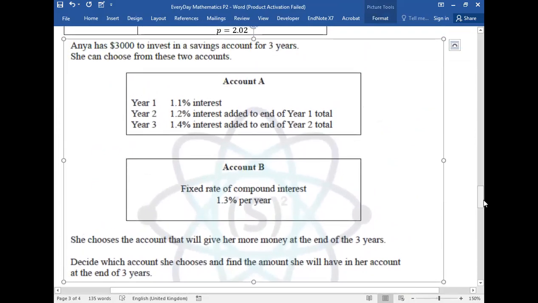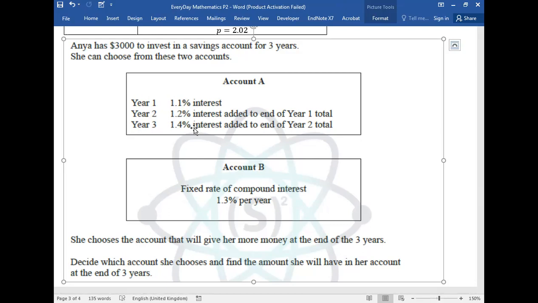Anya has $300 to invest in her savings account for 3 years. Account A, what does it do? Year 1, 1.1% interest. Year 2, 1.2% interest added to end of year 1 total. So year 2, the interest that you are getting is not on your principal. It is on the total amount that you have after the first year. Year 3, you are getting the interest on the total amount that you have at the end of second year.